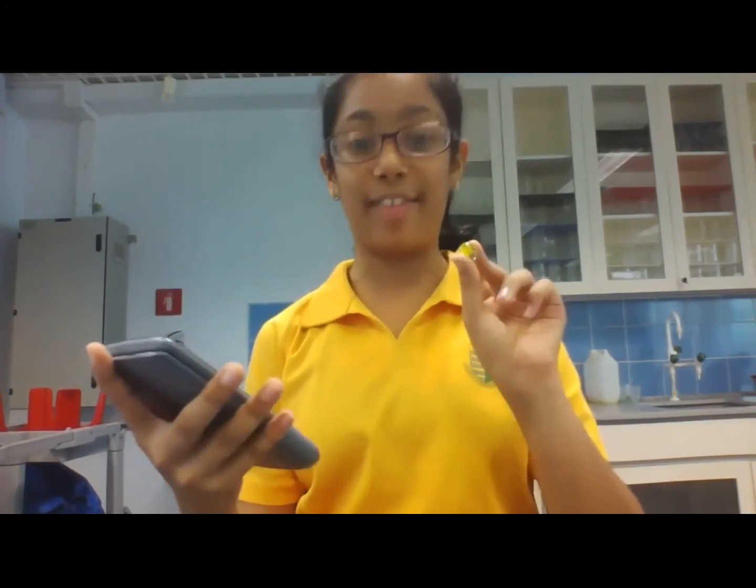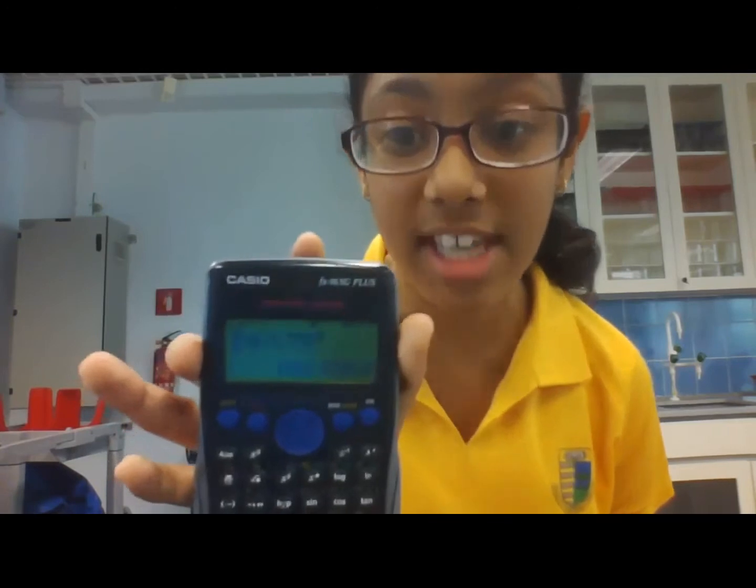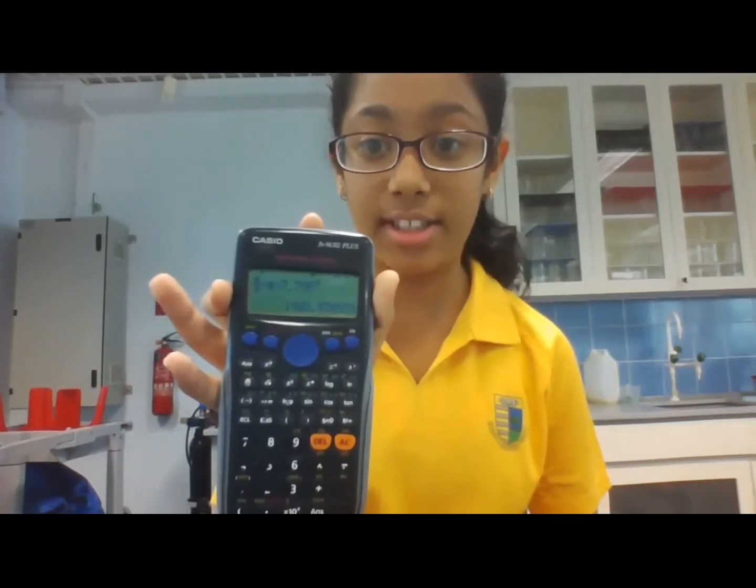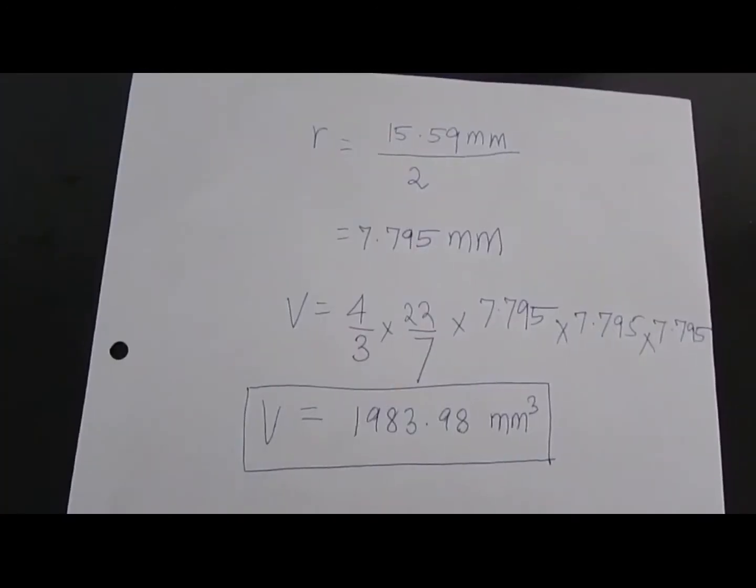So now we have found the volume of the sphere. It's 1983.97 approximately, as we have taken pi to be 22/7.